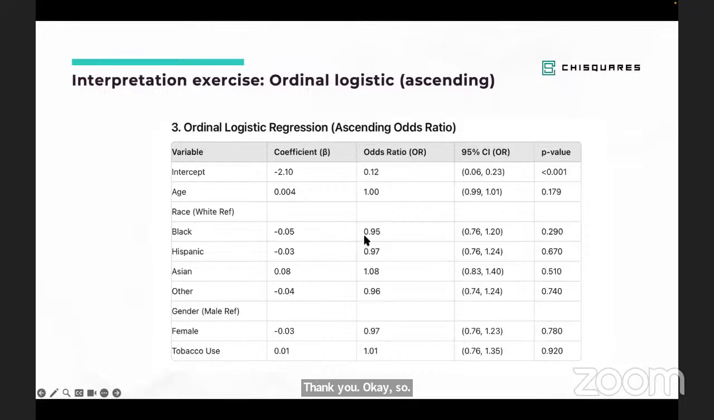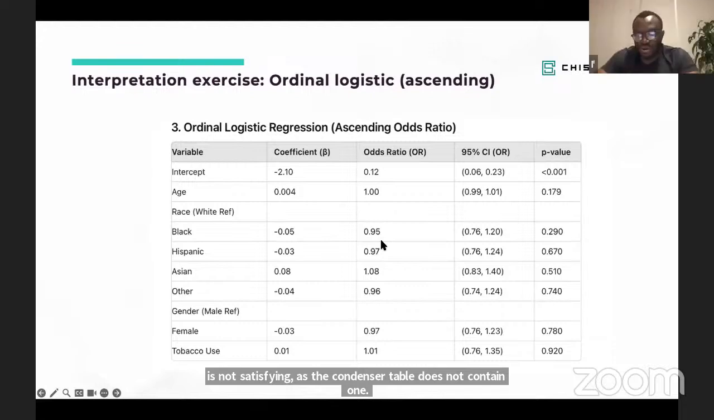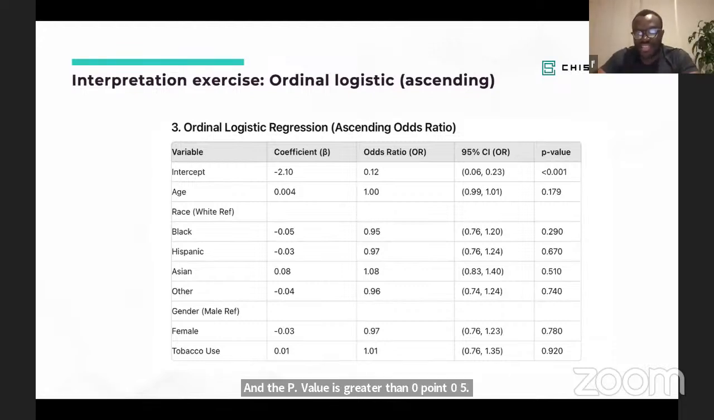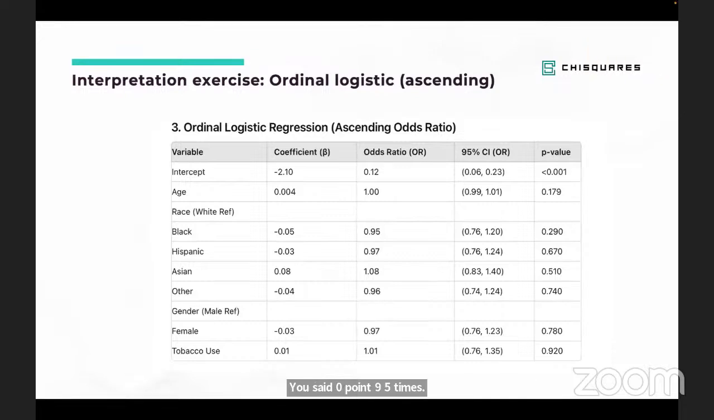Compared to being white, being black has a 0.95 times lower likelihood of reporting increasing favorability to menthol cigarette smoking. And this is not statistically significant as the confidence interval contains 1, and the p-value is greater than 0.05. You used the taboo word though. You said 0.95 times lower likelihood. Do you want to correct yourself? Lower odds. Thank you very much.